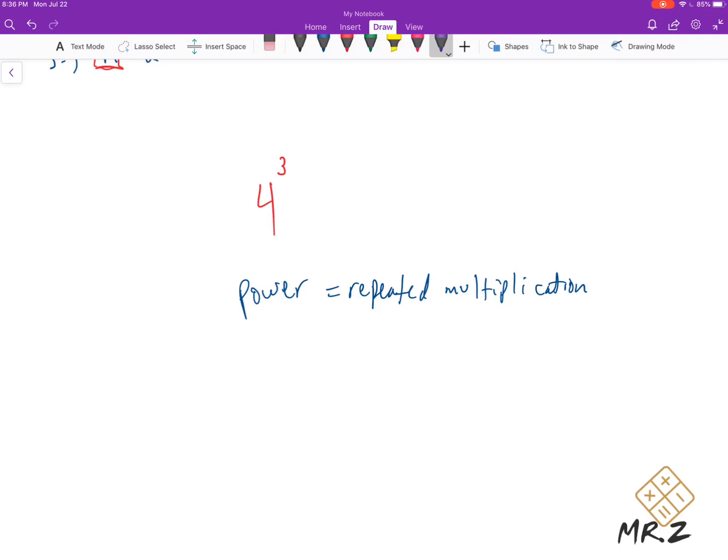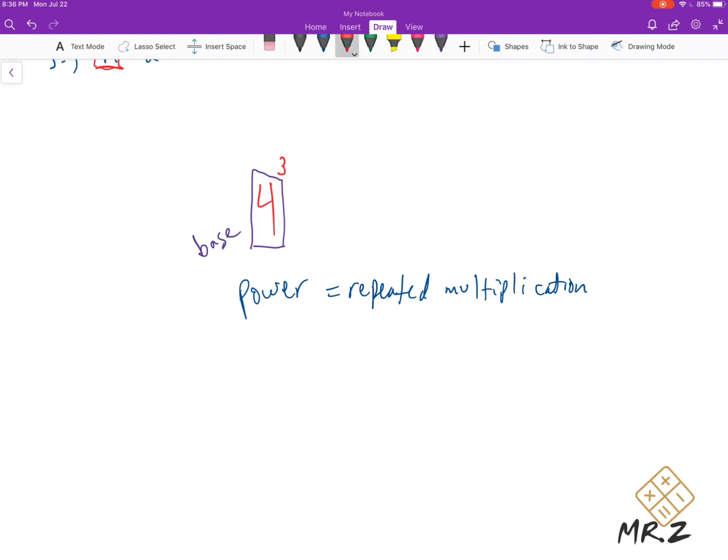Now, for each power, we have 2 numbers, and those 2 numbers are very important to understand, so you need to know what each one represents. First, you have the bigger of the 2. When I say bigger, I don't mean the value, like 3 to the power of 4. I just mean the way it's written. It's usually a larger font. That is the base. So this number right here, not the exponent itself. This number right here, in this case it's 4, is called your base.